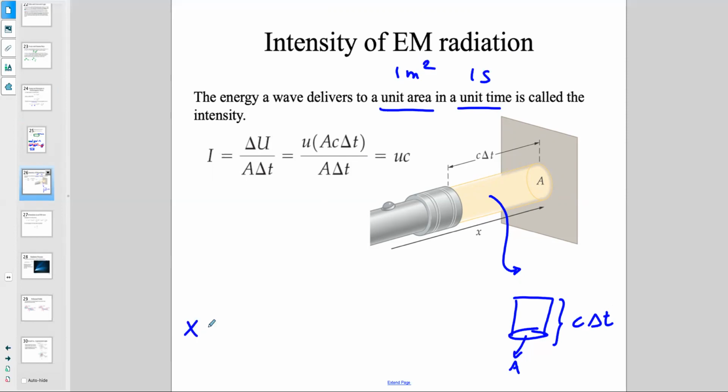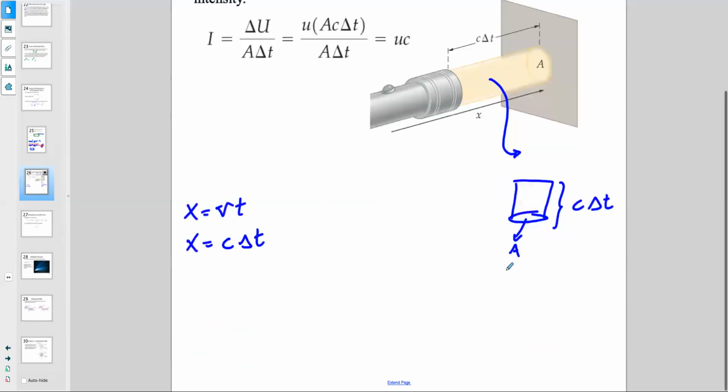Remember, X was VT, okay? So X, which is this length, is V, the velocity, which is the speed of light, and T is the time it passed, which is delta T in our case. So X times A will give us the volume for this. That's why I have A times V, or C delta T, A times C delta T here.